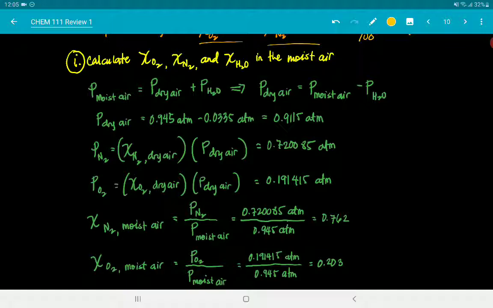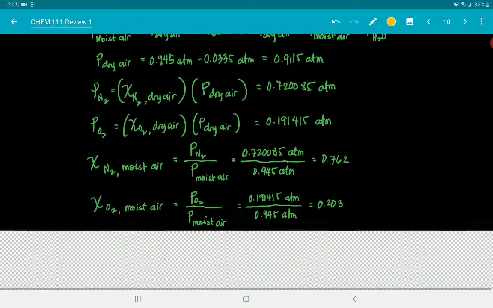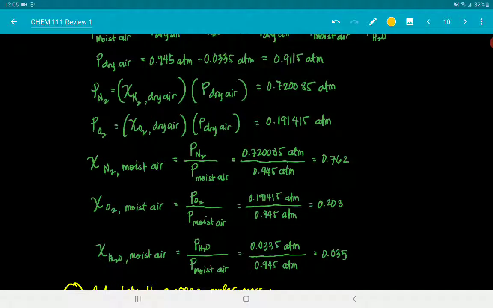So, since alam na natin yung mga individual pressures nila, we can actually get the mole fraction of N2, O2, and H2O by dividing their individual pressures by the pressure of the moist air. Kasi yung pressure ng moist air, yun yung total pressure. The individual pressures are their partial pressures.